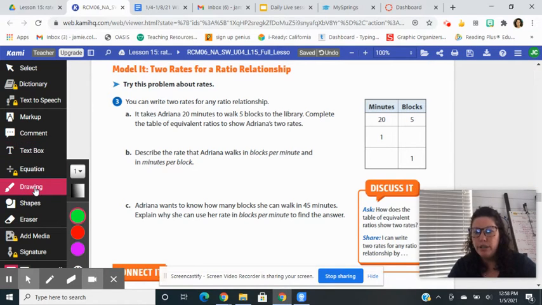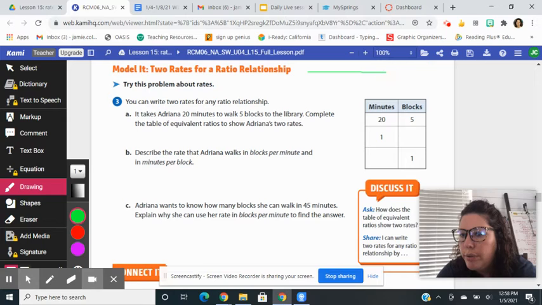Okay, you can write 2 rates for any ratio relationship. It takes Adriana 20 minutes to walk 5 blocks to the library. Complete the table of equivalent ratios to show Adriana's 2 rates. Okay, so I'm going to draw here a little model like what we've been using. And we're going to start with 20 minutes to 5 blocks. So then I'm going to count this down, 4, 3, 2, 1, and 0. So 5, 4, 3, 2, 1, and 0.